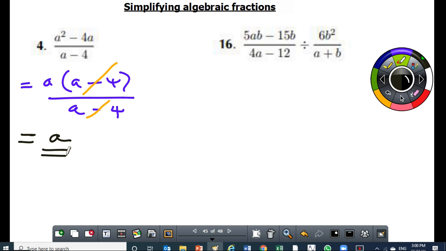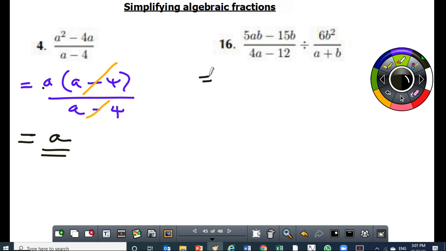The highest common factor of a squared and a is the one with the smallest exponent, which will be a. So take out the a. A squared divided by a gives you a. Minus 4a divided by a gives you minus 4. Then you look at what's common in the numerator and denominator. If there is division, with no addition or subtraction, you can cancel those terms out. Okay, that's it. Then number 16.